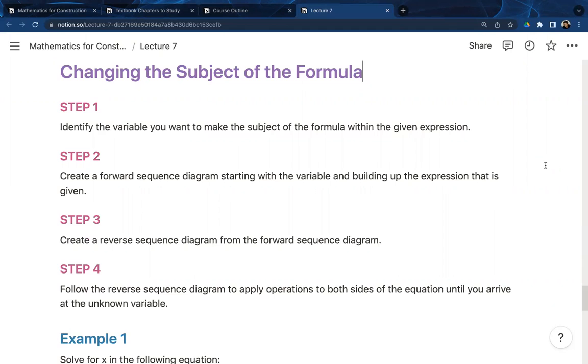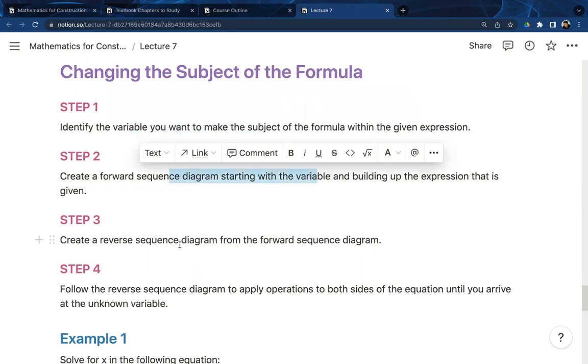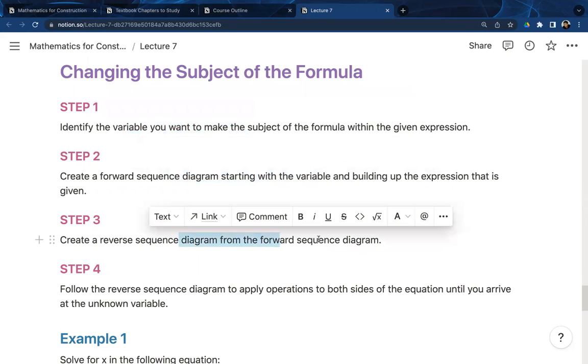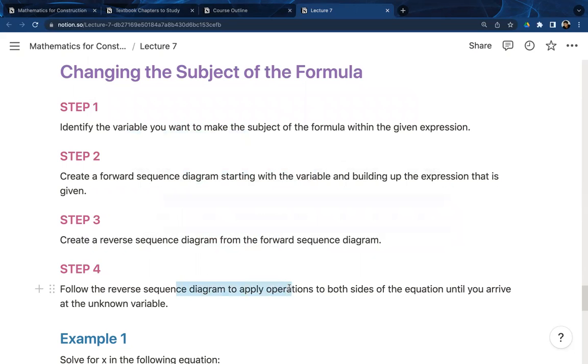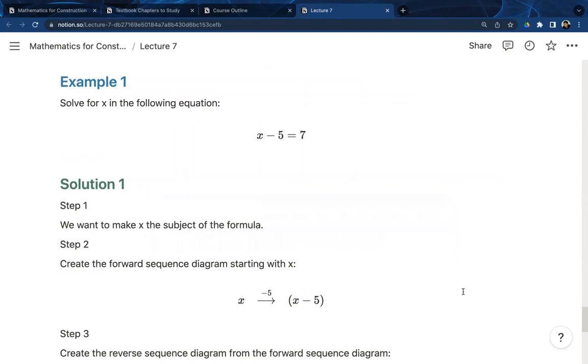This is basic algebra. So step 1 is identify the variable you want to make the subject of the formula. Usually they will give you some expression, right? Create a forward sequence diagram, starting with the variable and building up the expression. And then create a reverse sequence diagram from the forward sequence diagram. And then just follow the reverse sequence diagram operations and apply the operations one at a time to both sides of the equation until you have the unknown variable. So that's the kind of example one.